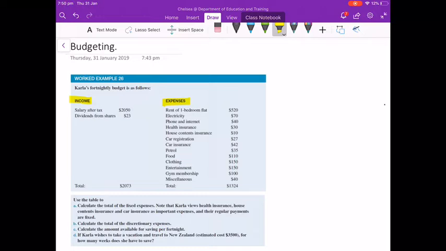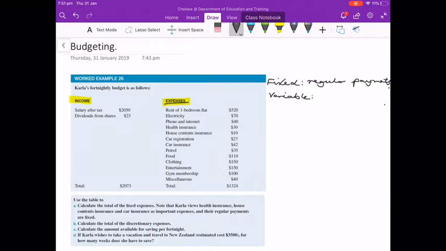The expenses in a personal budget can be divided into fixed and variable or discretionary. Fixed means they are regular payments and they remain unchanged. For example, rent, mortgage, medical insurance, car rego, regular payments.